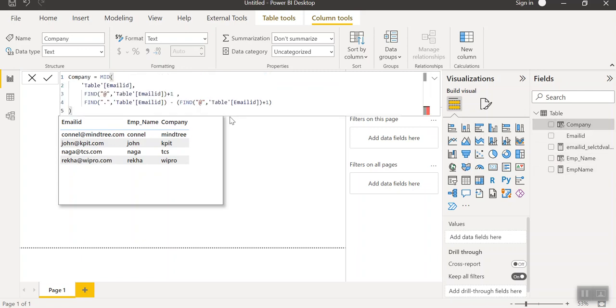Similarly, for company it is actually the same. Instead of substring, we are using mid. Instead of char index, we are using find. So I am finding the at the rate position +1 as the starting point, and I am finding the dot position, subtracting the at the rate position +1 value. I'm going to keep these two formulas in the description as well, so that you can quickly refer to them.